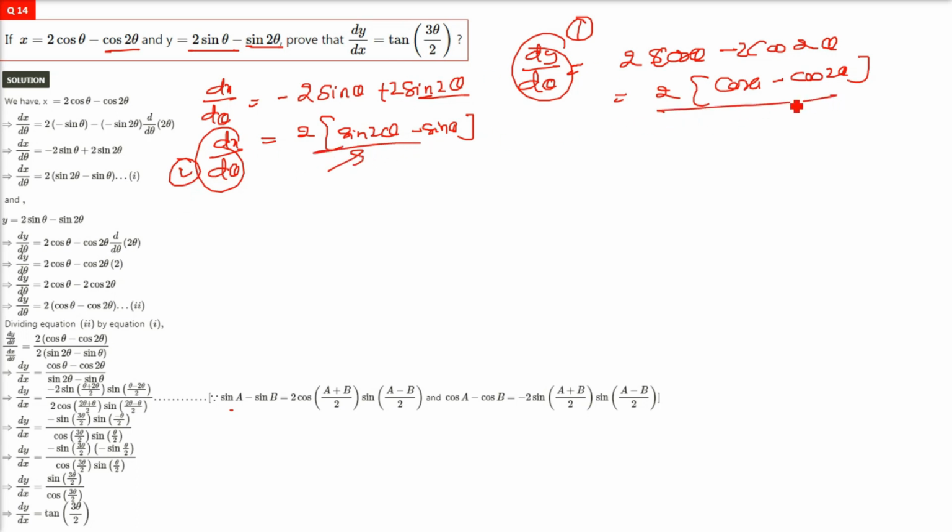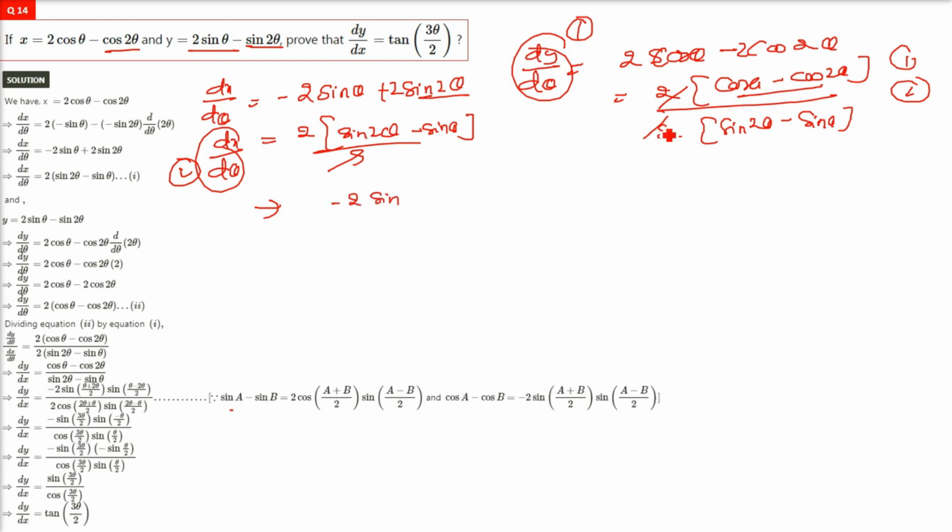So I am just taking this and putting it in the denominator. I am just trying to skip these steps to make it easier. So (cos theta minus cos 2 theta) over (sin 2 theta minus sin theta). So cos A minus cos B is minus 2 sin((A plus B) by 2) sin((A minus B) by 2). That we already know. Sin A minus sin B is 2 cos((A plus B) by 2) sin((A minus B) by 2). That also we know, and that you have to remember.